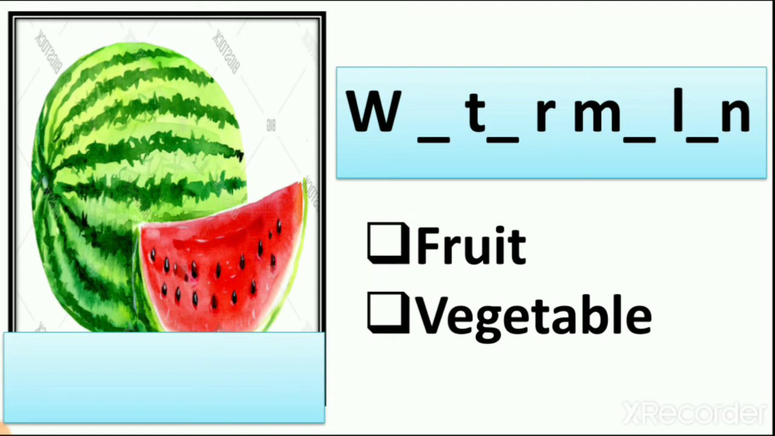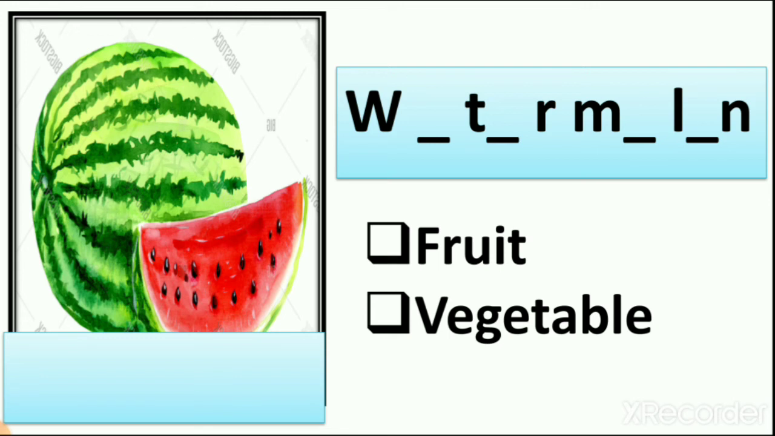The layer of this food outside is green when the inner part of this food is red. So we also eat this food in our life every day. So which food is it? It is watermelon. So let's write the spelling of watermelon. What is the spelling of watermelon?